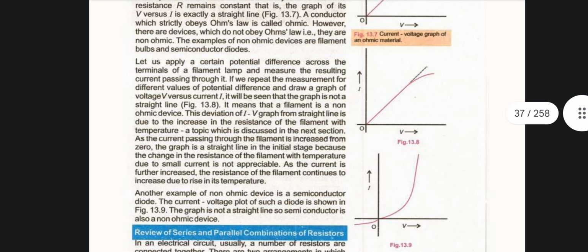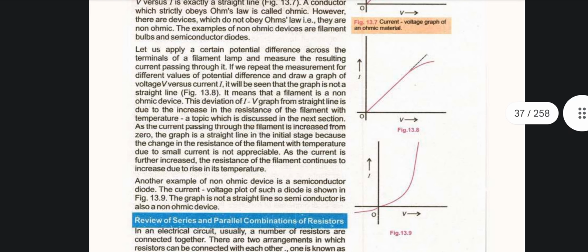As the current passing through the filament is increased from 0, the graph is a straight line in its initial stage because the change in the resistance of the filament with temperature due to a small current is not appreciable. As current is further increased, the resistance of the filament continues to increase due to its rise in temperature. Another example of a non-ohmic device is a semiconductor diode. The current-voltage plot of such a diode is shown in figure 13.9. The graph is not a straight line, so the semiconductor diode is also a non-ohmic device.